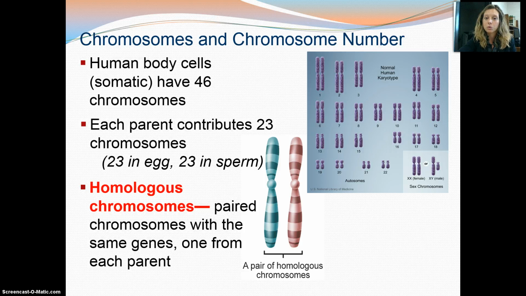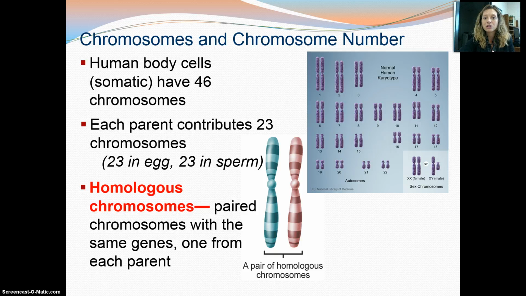Human body cells, normal body cells, are called somatic cells. They have 46 chromosomes, a set of 23 that you got from your biological mother and a set of 23 that you got from your biological father. Okay, the 23 from your mother was carried in the egg, 23 from father was carried in the sperm. So you have 23 pairs of chromosomes in all of your cells except for in your gametes, which we'll get into in just a second.